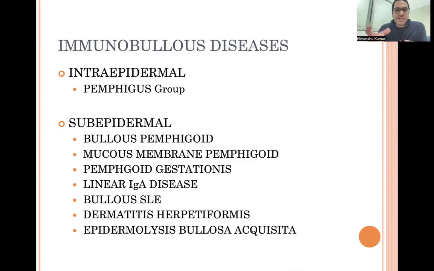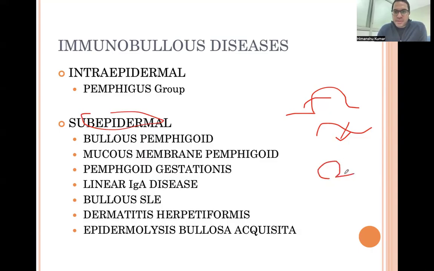The hallmark of all these immunobullous disorders is the formation of blisters, which are round blisters on the skin. In the intraepidermal group, which is the blister inside the epidermis, the blisters will usually be flaccid, so they'll rupture easily. While in the subepidermal group, where the blisters form below the epidermis, the blisters will be more tense. That is the clinical feature. Then, of course, a biopsy we'll discuss in detail later.